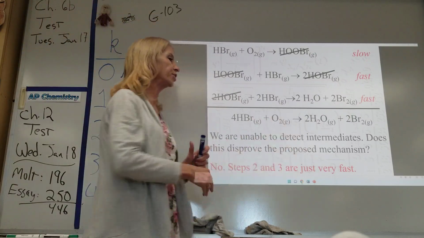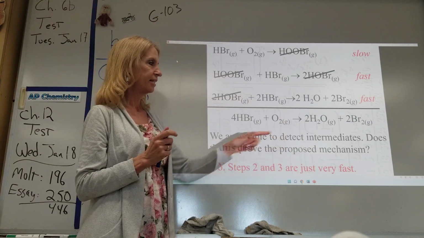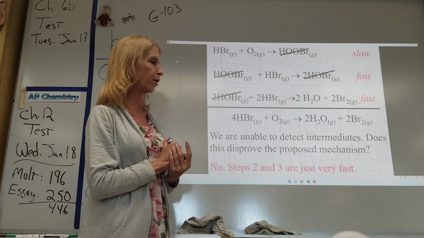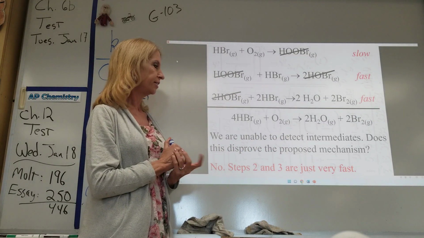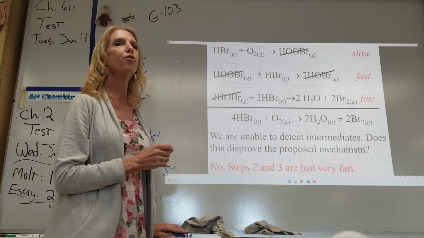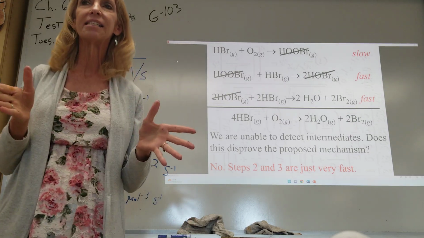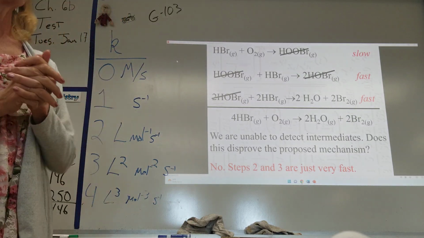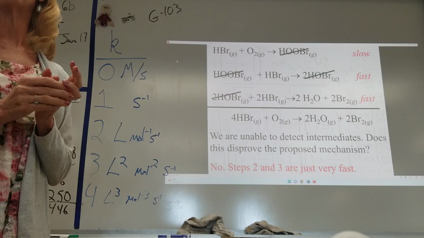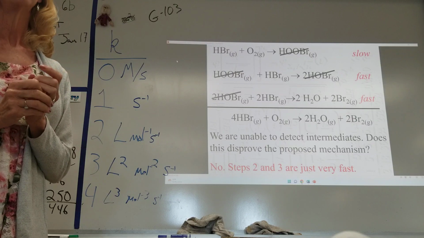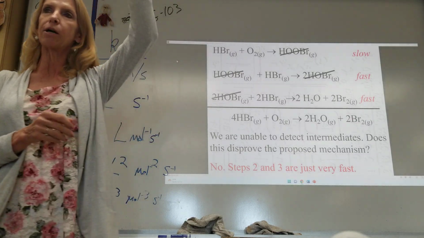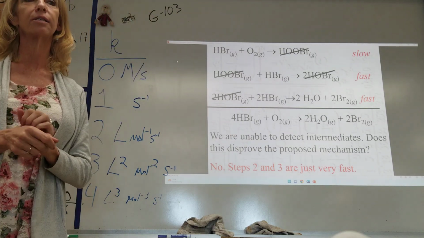We are unable to detect the intermediates. Does that disprove the proposed mechanism? No. Steps 2 and 3 are fast. Intermediates can exist for minutes. If you're lucky, maybe as long as a half hour, but they don't exist for very long. Activated complex at the height of the barrier, there's no way you can isolate those.